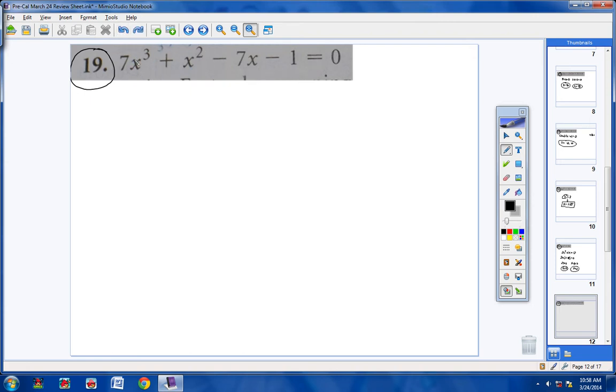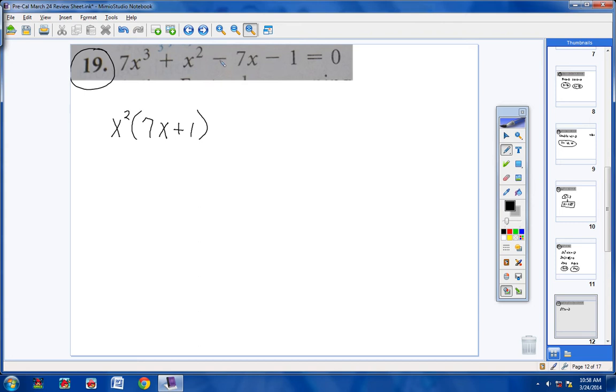So if I pull out what's common in the first 2 terms, that's only an x squared. I'm left with 7x plus 1, I think. Let's check my work and see. x squared times 7x is 7x cubed. x squared times 1 is x squared.